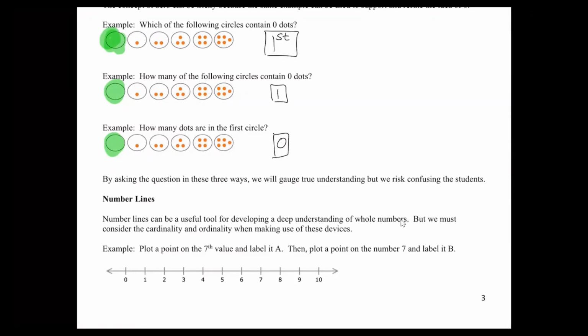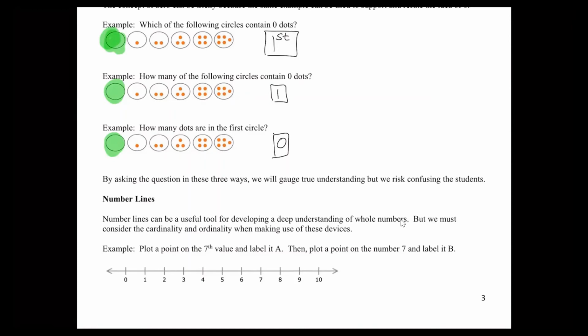So that's the mentality that we're trying to develop now, where the pictures shouldn't just be a throw-in at the end. They should be formulated as a useful tool in helping explain what you're trying to explain. So number lines could be a useful tool for developing a deep understanding of whole numbers. Okay, I mean, probably overselling it there, but we have to consider cardinality and ordinality when making use of these devices. Make it sound really fancy.